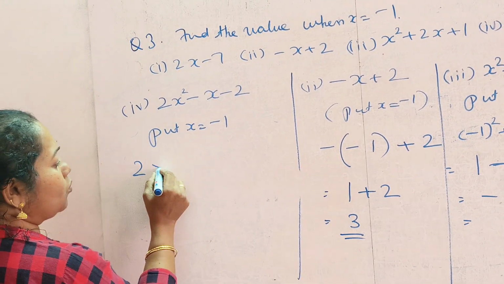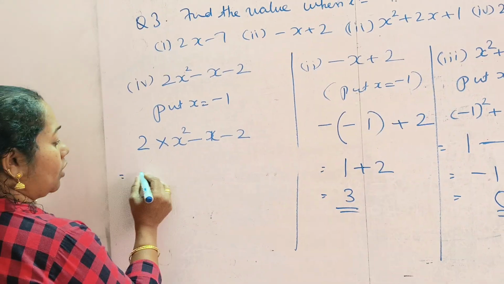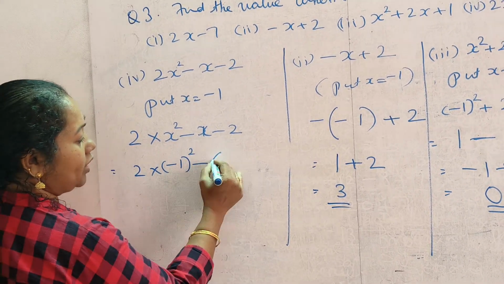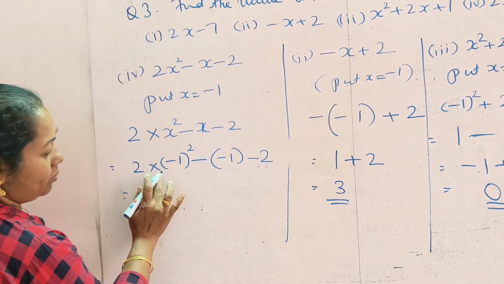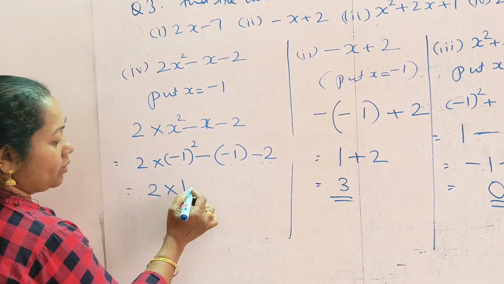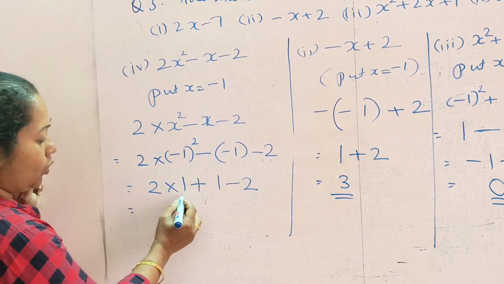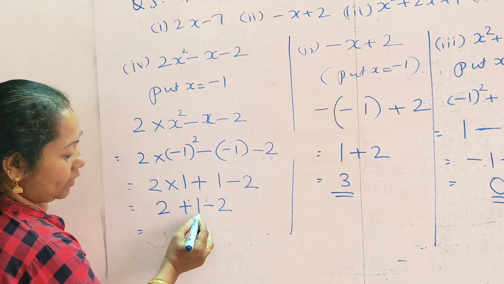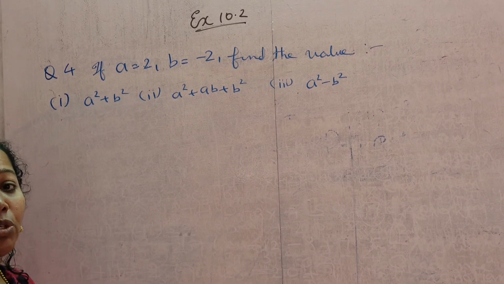So first is 2 multiply x squared minus x minus 2. Now 2 multiply x, value of x is minus 1. Minus 1 squared, minus minus 1, minus 2. That is 2 multiply minus 1 squared is 1. So 2 multiply 1, minus into minus plus 1, minus 2. 2 into 1 is 2 plus 1 minus 2. 2 plus 1 is 3. 3 minus 2 is 1. Okay. Now question number 4.